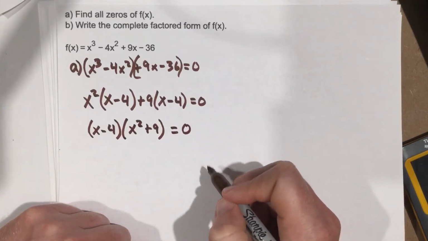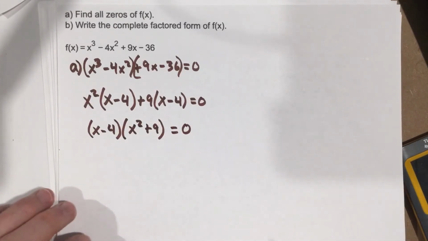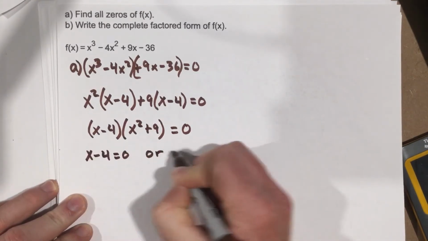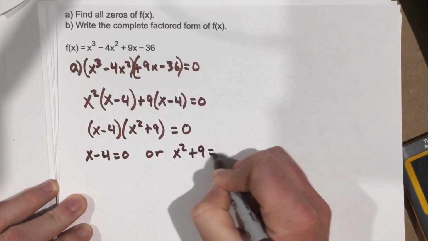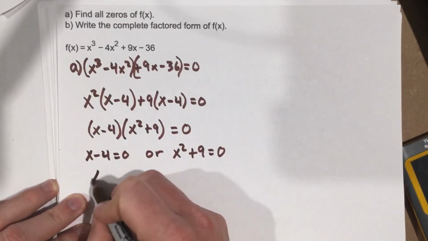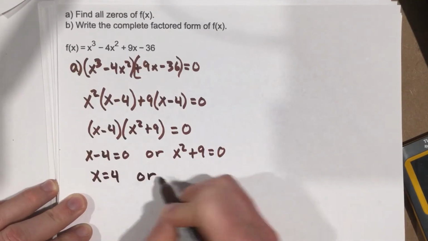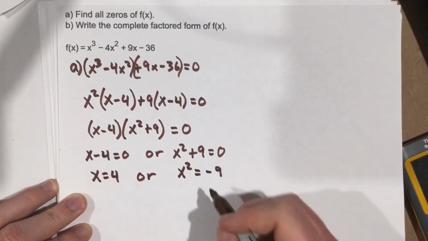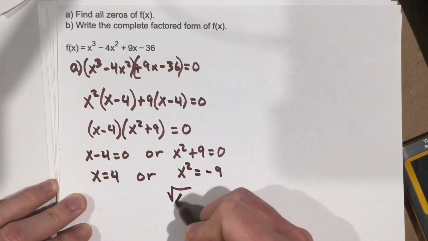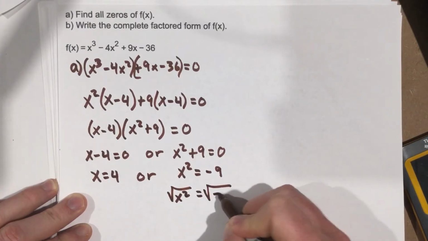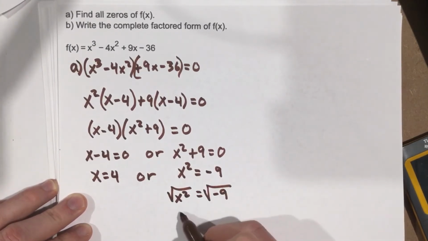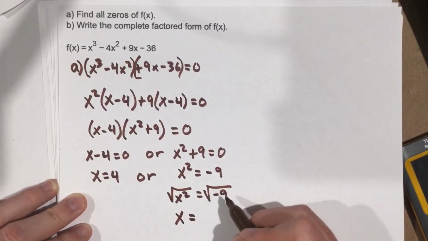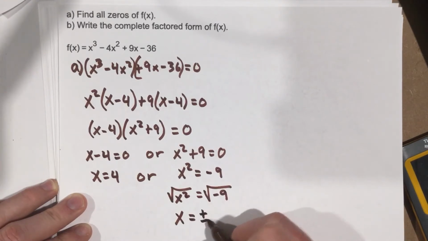equals 0. Now I'm at a spot where I can use the zero product property. So I can say x minus 4 equals 0, or x squared plus 9 equals 0. Solve this side, I get x equals 4. Or solve this side, I get x squared equals negative 9. When I subtract, I square root each side, so I get the root of x squared equals the root of negative 9. This will give you x, and the negative is going to give you an i, and root of 9 is 3, so that's going to be plus and minus 3i.